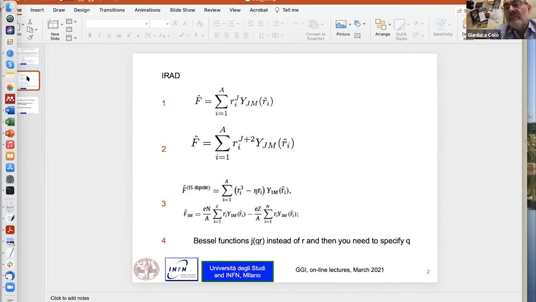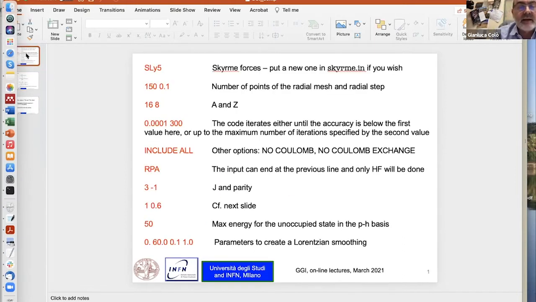Okay, maybe this is not relevant. And then option 4 is maybe just for your curiosity. I don't think you are going to use it in the next 20 minutes or half an hour. In principle, you could replace this r to the J with a Bessel function because, as you know, r to some power is just the limit of a Bessel function when the momentum goes to 0. J lambda, for instance, just to use another index, of qr for small argument behaves like r to the lambda. Please ask me questions if something is unclear.